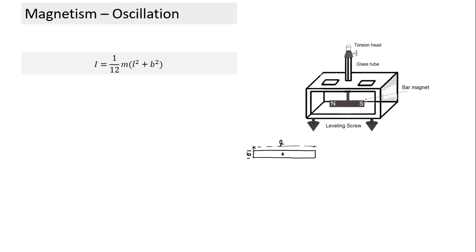In that case, the moment of inertia will be equal to m by 12 times L square plus B square. But if it is a thin bar magnet, B is much smaller than L, and this term becomes negligible compared to L square. I can simply write I is equal to mL square by 12. This is for a thin bar magnet, and the majority of the questions are related to thin bar magnets. mL square by 12.